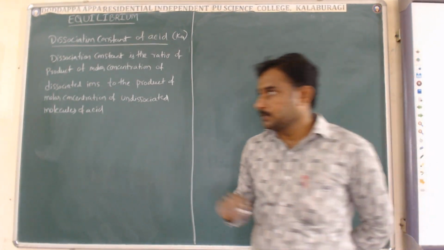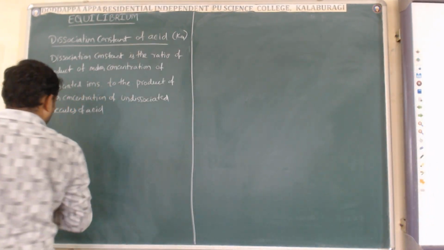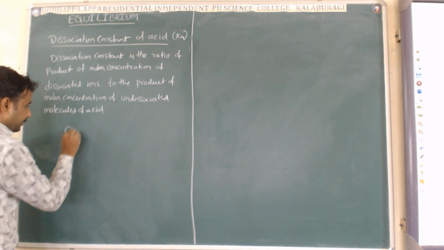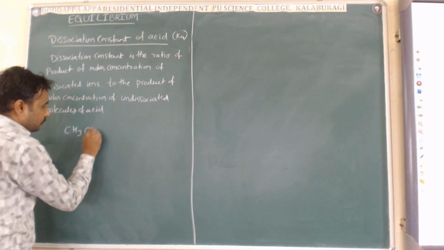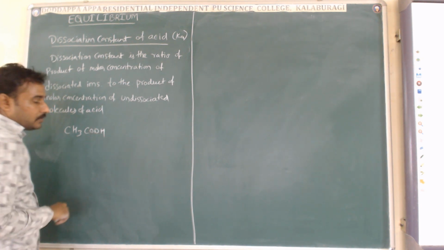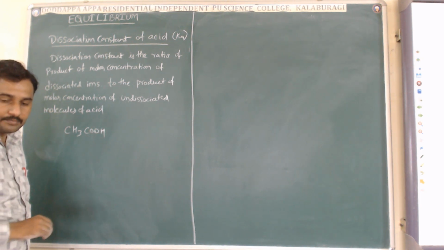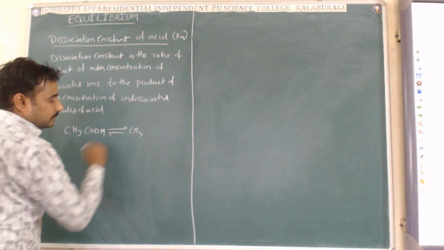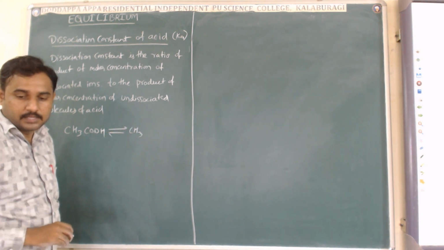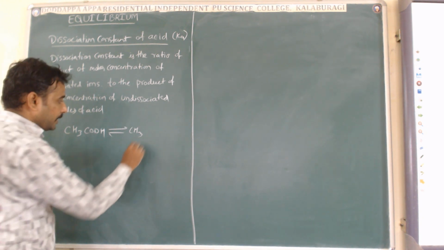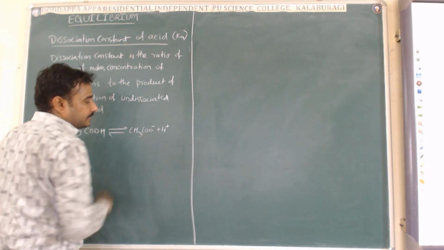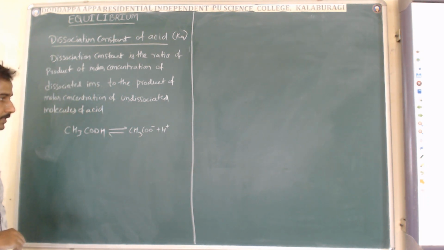So I will write down the expression, you will understand it easily. Suppose you take one example here: acetic acid directly. CH3COOH is there. When you add the acetic acid in aqueous form, what happens here? It forms CH3COO minus plus H plus.